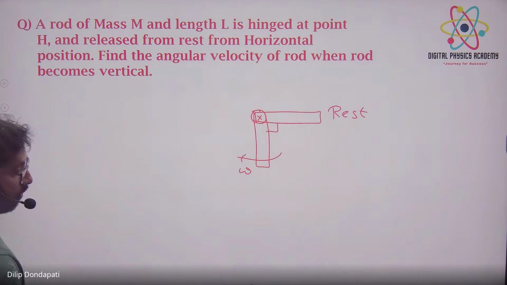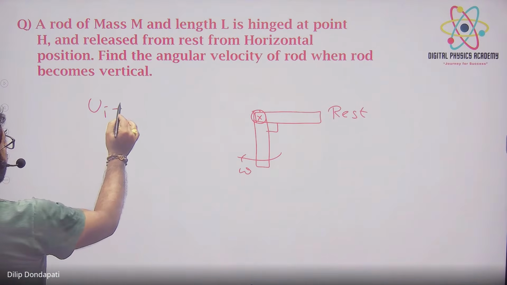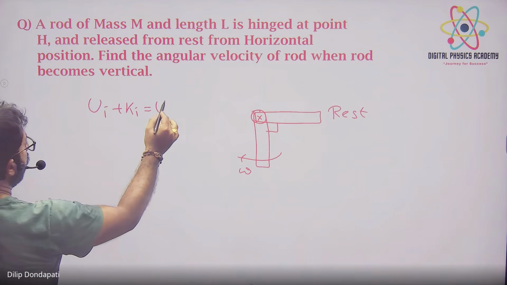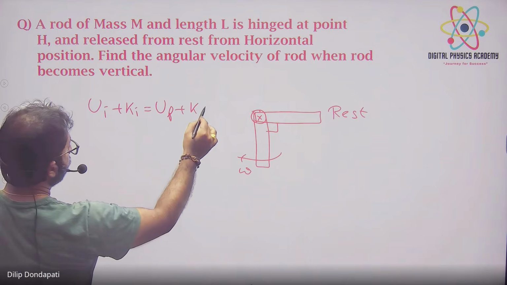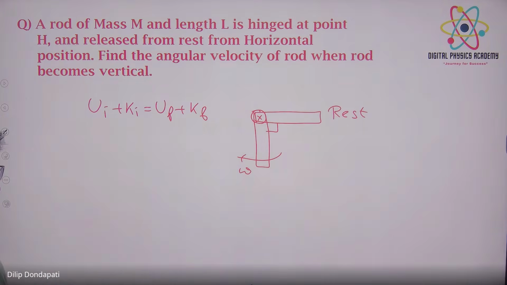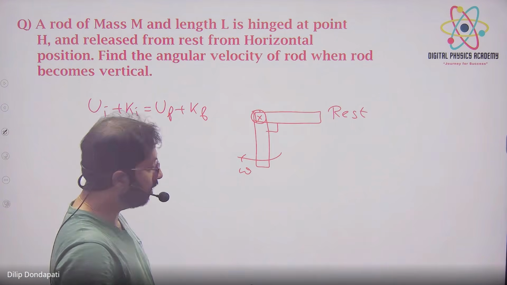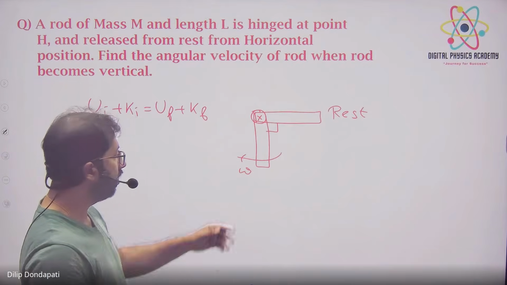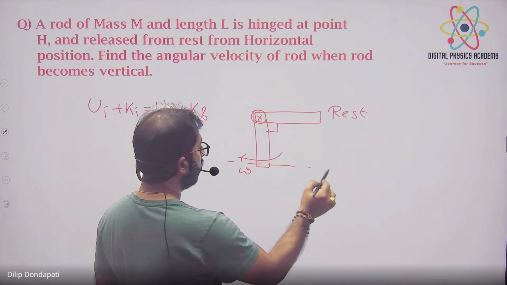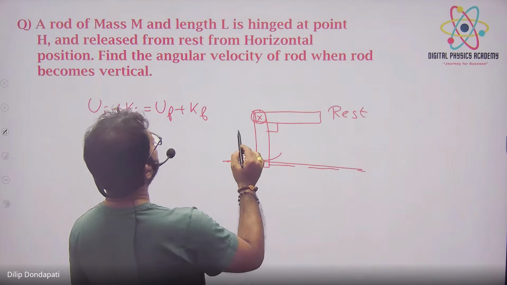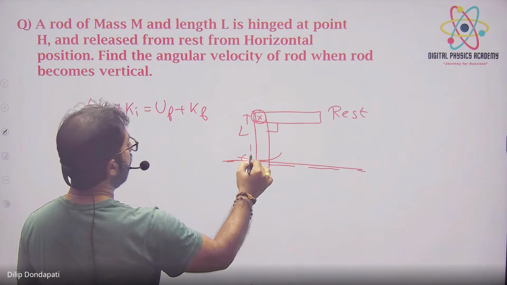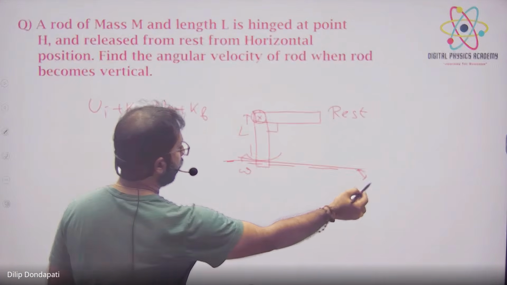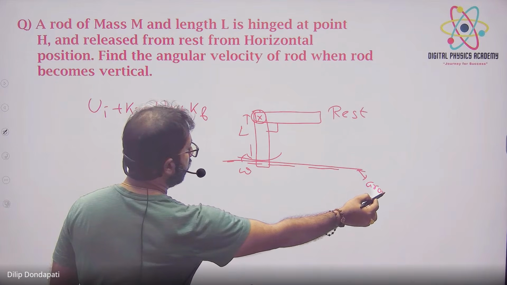So what is the formula? Ui plus Ki is equal to Uf plus Kf. Okay. Initial potential energy is how much? You can take zero ground here or here. So I will take this as the ground, and its length is l, right? Tell me, I took this as ground, so what is the initial potential energy?